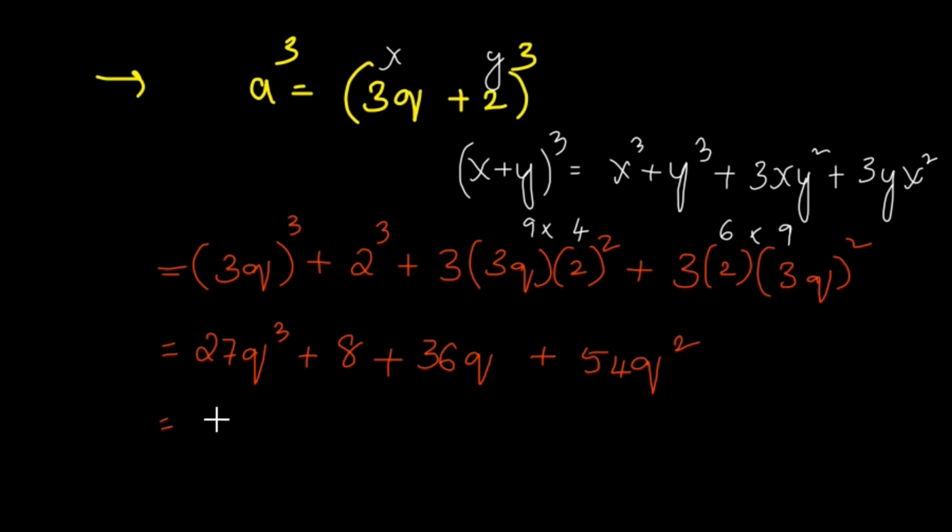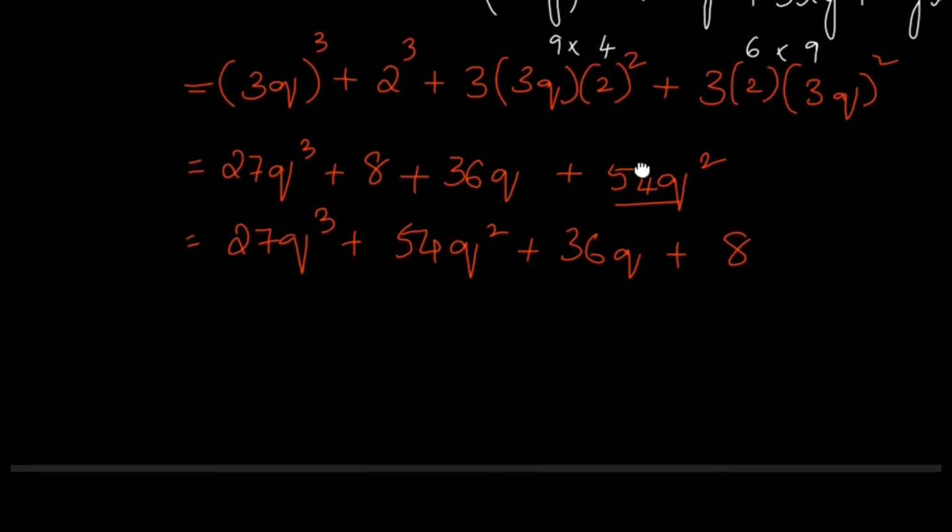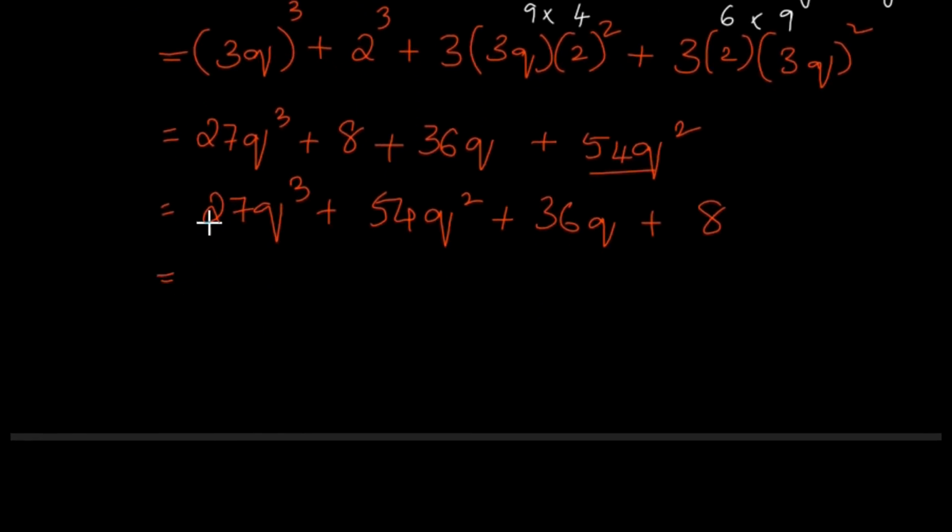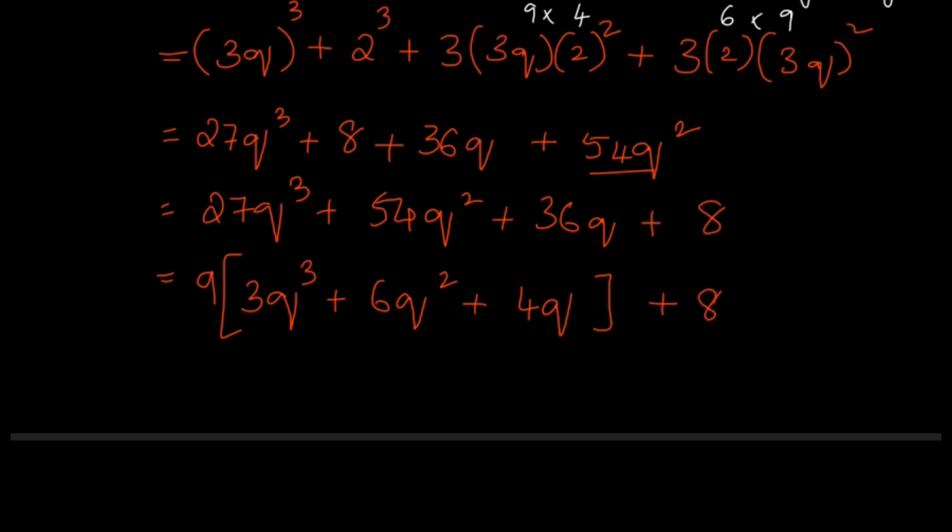Now rearranging 27q cube plus 54q square plus 36q plus 8, we get, taking 9 as common in this, we are left with 3q cube plus 6q square plus 4q plus 8. Now making this whole term as m, we get 9m plus 8.